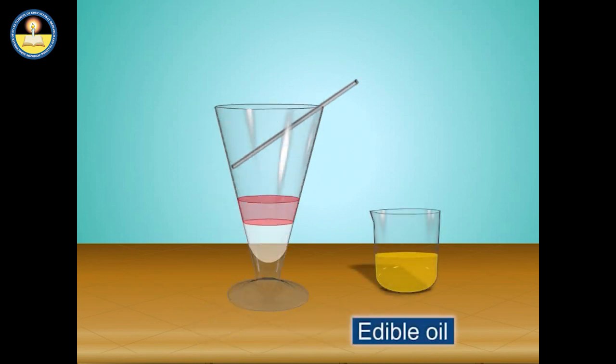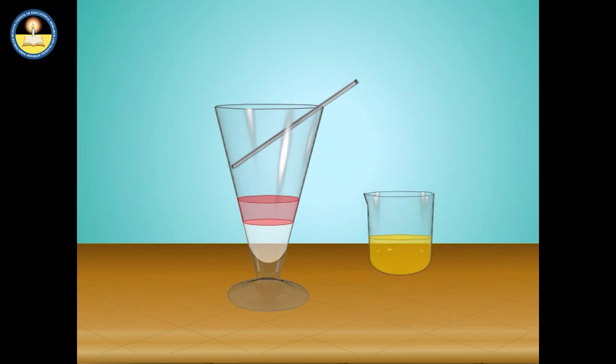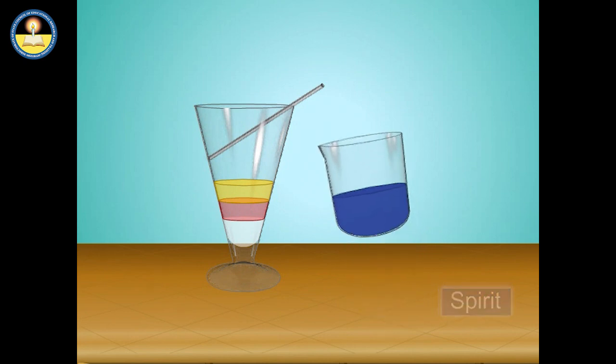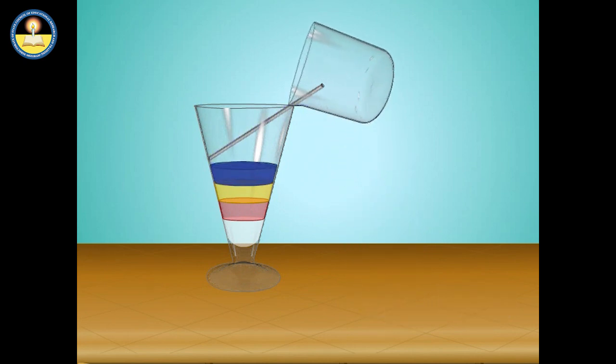To your interest, we can slowly add another liquid of a still smaller density, say edible oil, to the container. This also forms a distinct and separate third layer. Let's pour some spirit gently over the liquids in the container, which forms the uppermost layer.